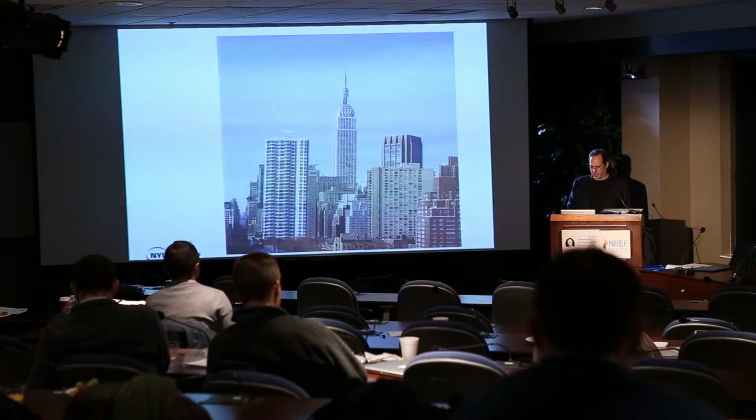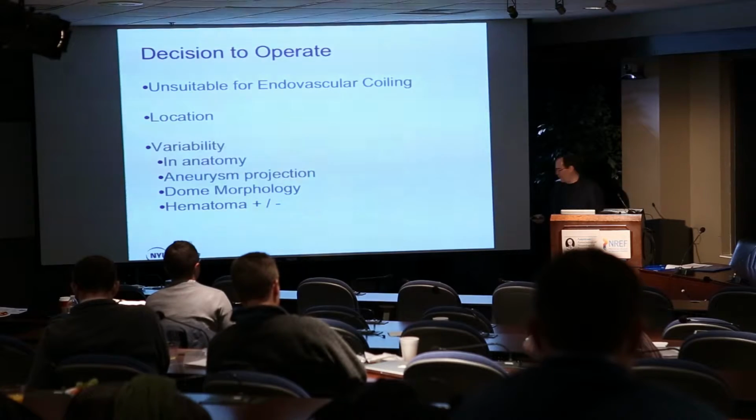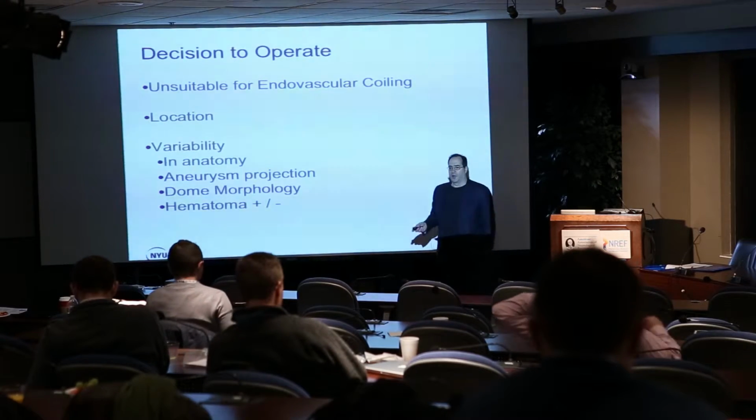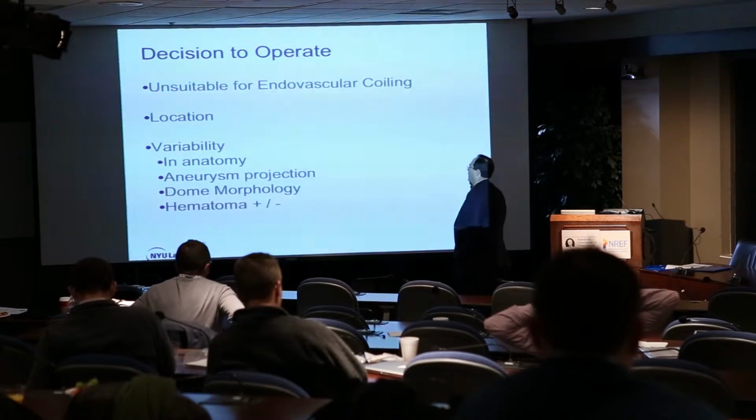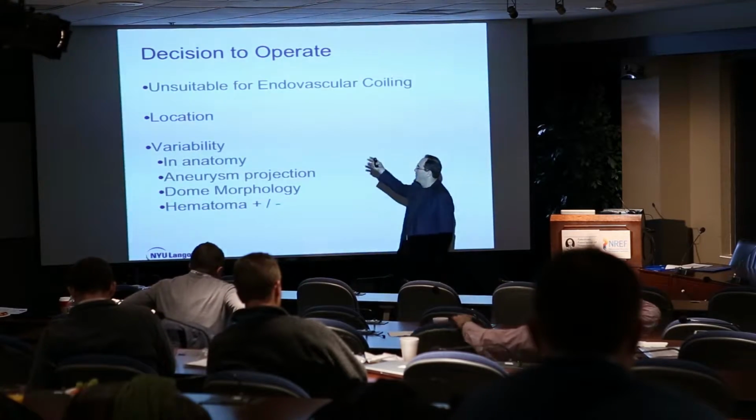Here's my disclosure slide. So, there's an endovascular part of the course and an open part of the course. How do we decide when we're going to do an open operation? First of all, is something unsuitable for endovascular coiling? The location of the aneurysm. In my practice, a lot of the basilar tip aneurysms are treated endovascularly.